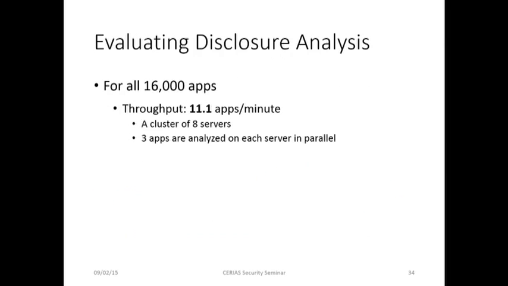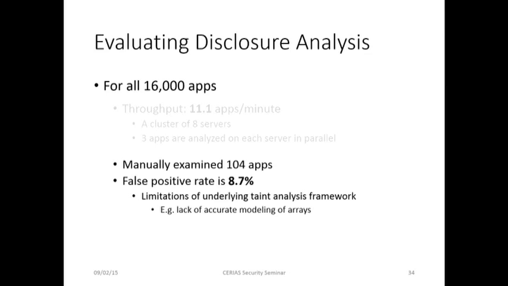For the sensitive user inputs disclosure analysis part, the whole throughput is about 11 apps per minute on a cluster of 80 servers with 3 apps analyzed on each server in parallel. And we manually examined 104 apps and found that the false positive rate is about 8.7%. In addition to the errors of identifying sensitive user inputs, the limitations of the underlying taint analysis framework are the major cause of the false positives.